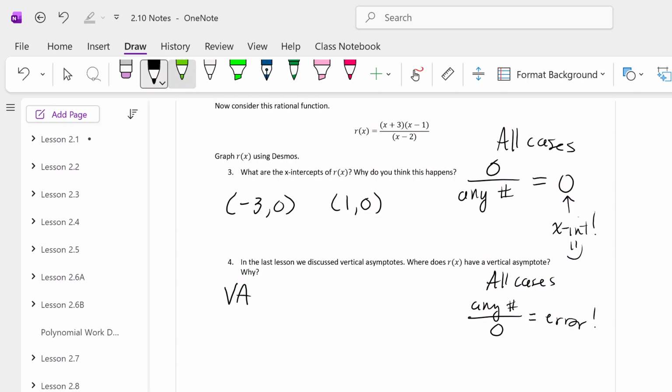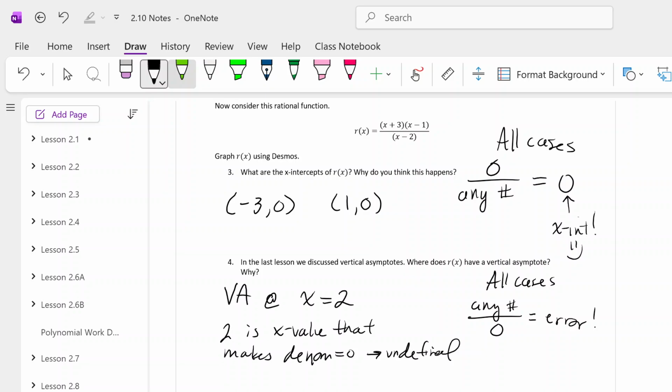So last lesson in 2.9, we talked about asymptotes and how vertical asymptotes are whatever makes the denominator equal to 0. So we have a vertical asymptote at the line x equals 2, because 2 is the x value that makes your denominator 0, which ultimately means that your function is undefined and it can't exist at that point. Let me clean that up a little bit. Undefined. And therefore the graph can't exist there.